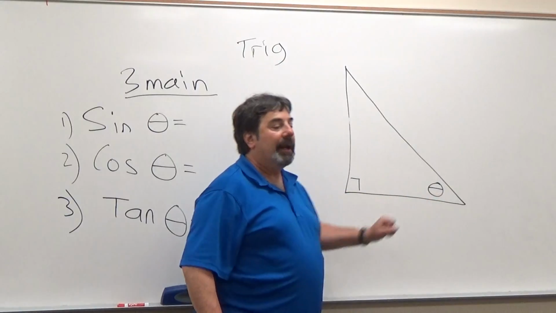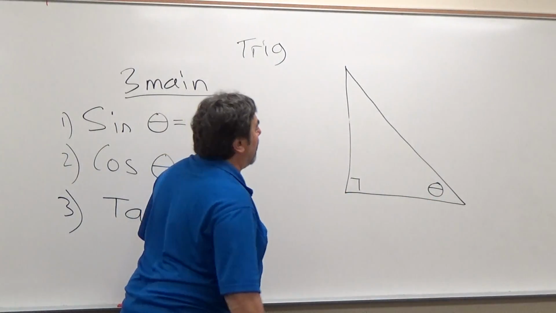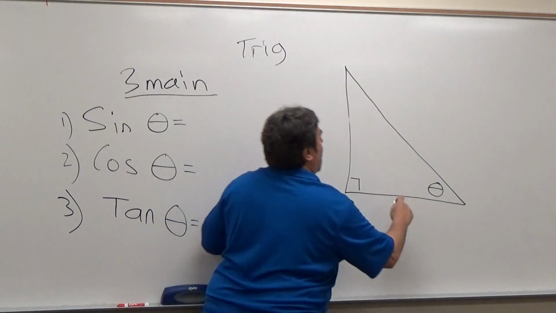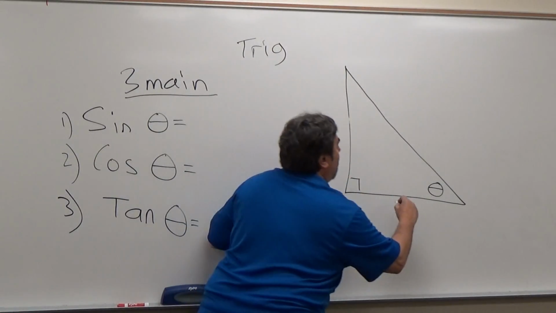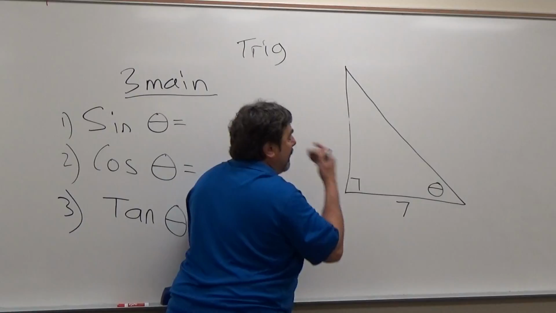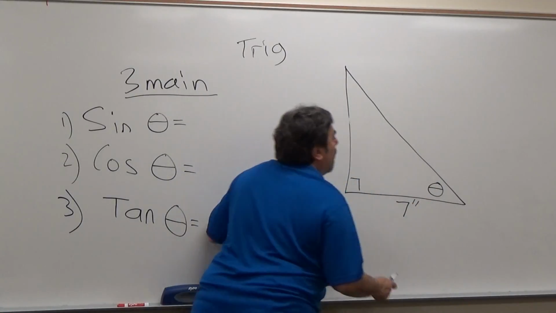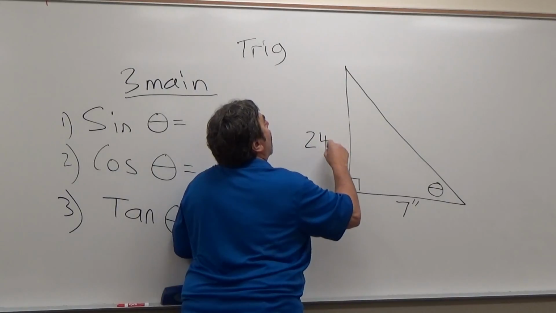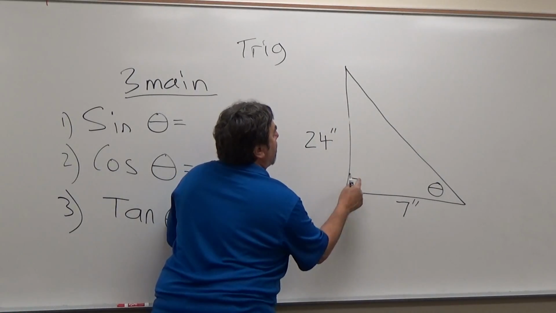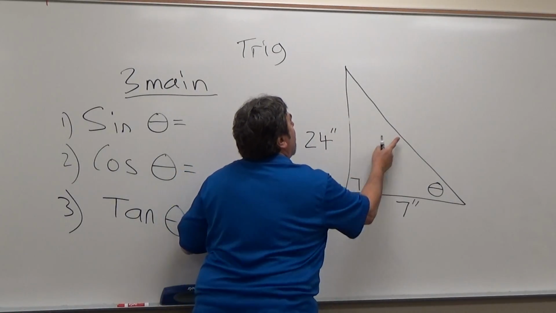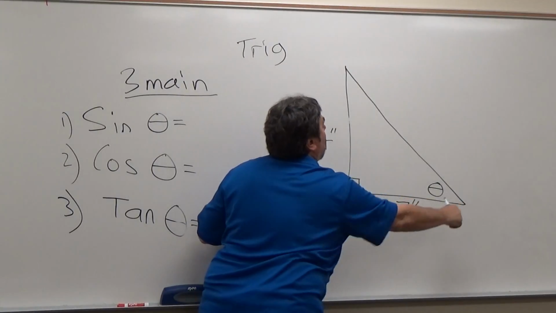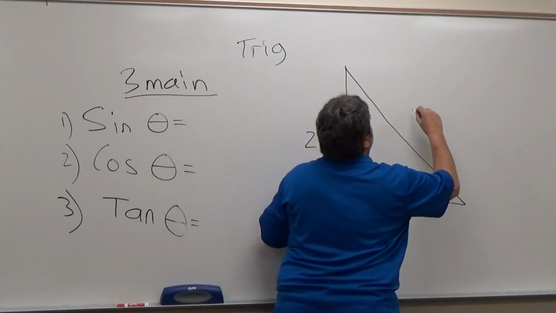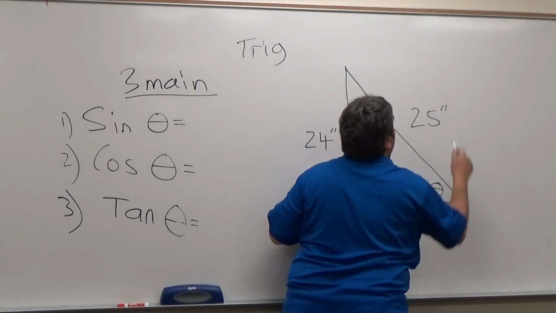Good? All right. Now, we want to label this. Let's say I'm going to give you some values here. This side we're told is 7 inches. We're also told that this side is a lot longer. This side is 24 inches. And we're told that the side directly opposite the right angle, which is called the hypotenuse, is 25 inches long.